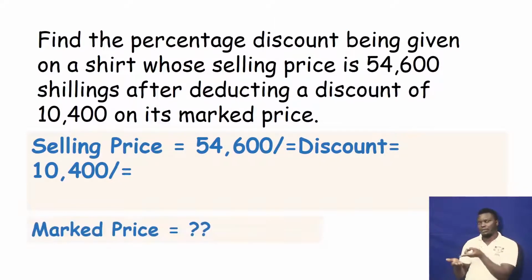So for you to be able to interpret this question properly, I advise that, one, you first identify what you have been given and what you need to find. Let me show you an example. In this question, I have been given the selling price as 54,600. I have also been given the discount as 10,400. I am asked to find the marked price because I don't know it. Because the question is saying, after reducing, that is the selling price. So the marked price, I don't know it. I need to find it.